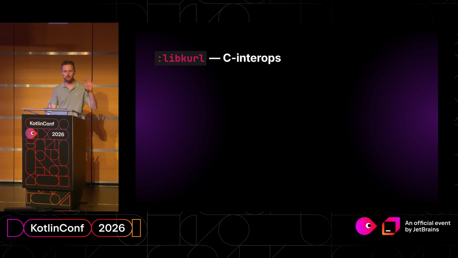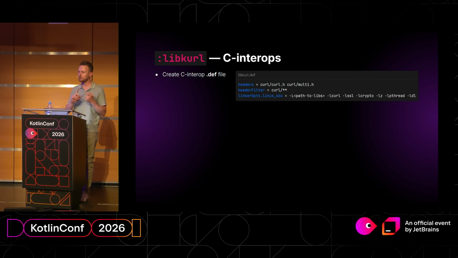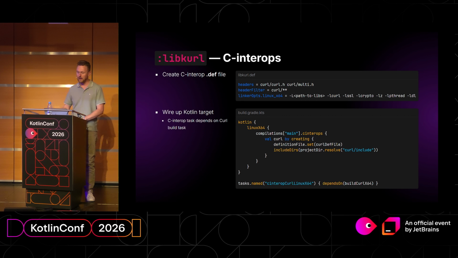Next up, now that I've got my C libraries compiled to basically C executables that Linux could run, now I need to wrap them so that Kotlin native can invoke them. So I create a C-interop definition file, which just kind of points to where my headers are, to if there's anything I want to filter out, and to any additional linker options that I need. Fortunately, I didn't need that many, and it was pretty easy to get this definition file set up, and then also to write the Kotlin target that then depends on the C-interop, and the C-interop depends on building curl itself.